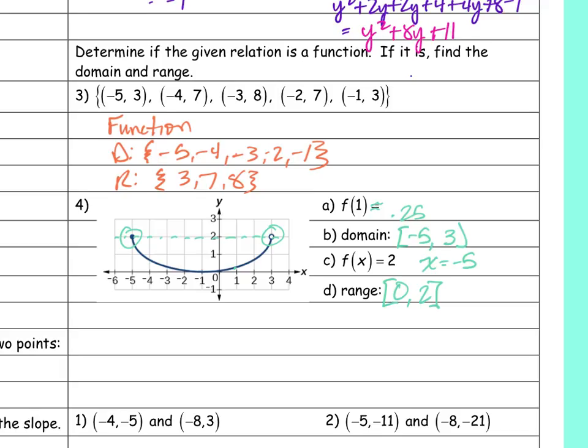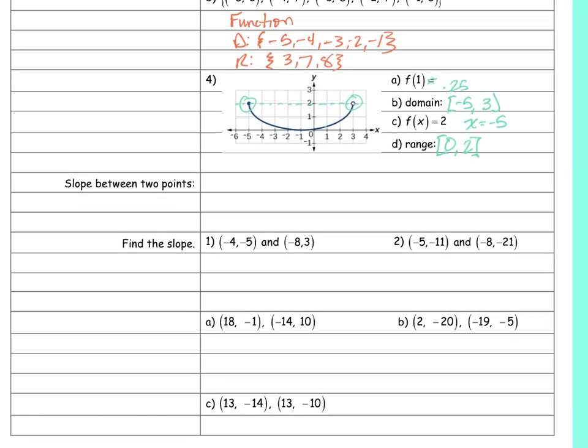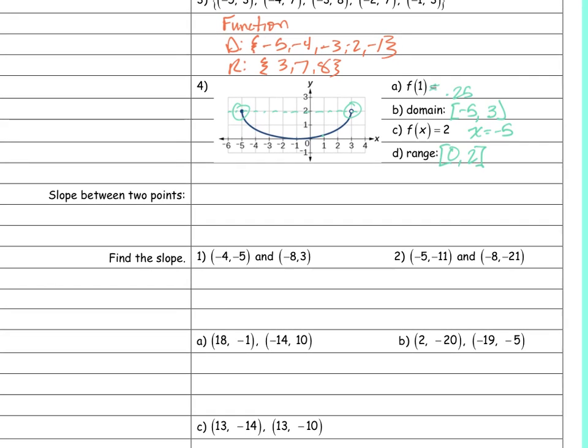Okay, so we're going to move on to today's lesson. First part's fairly easy. You've been finding slope between points for a long time. The formula to find slope between points is y2 minus y1 over x2 minus x1. Does it matter which point I label, point 1 or point 2? Not really, as long as these two are the same point and these two are the same point. It doesn't matter which one I label point 1 or point 2.